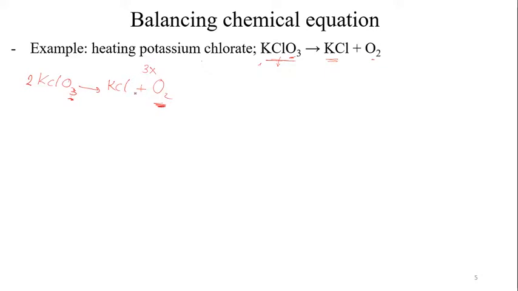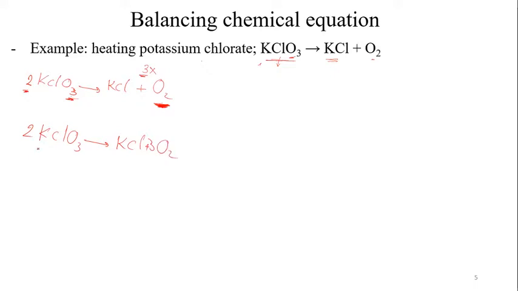So if I multiply the 2 by 3, it gives me 6. So I want to reach the number of oxygen on that side to be 6 and from that side to be 6. So I multiply here by 2 and I multiply here by 3. So I have 2 KClO3 would be equal to KCl plus 3O2.